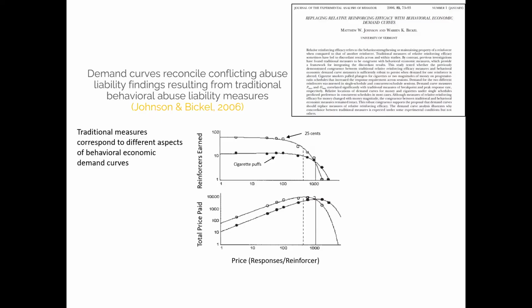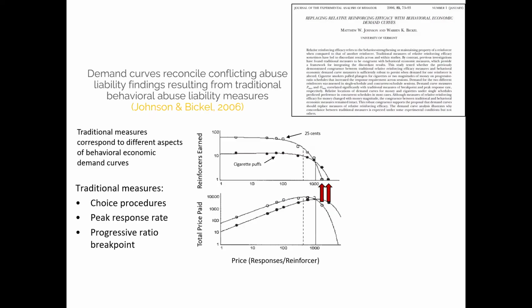both of these reinforcers were available at the same price, and other contexts in which we compared the three traditional measures of relative reinforcing efficacy to various metrics of the demand curve. So we found that choice procedures, in other words, the preference level you got under concurrent sessions, corresponded very closely to the relative heights of demand curves when conducted under individual sessions. We found that peak response rate was related to that maximal height of the response output curve. And we found that progressive ratio breakpoint was related to the point at which the demand curve was driven finally to zero.